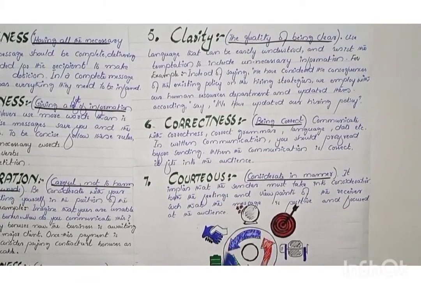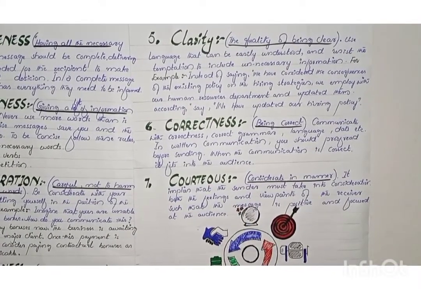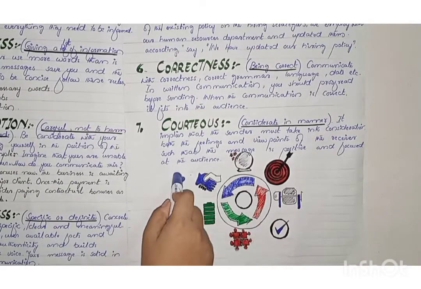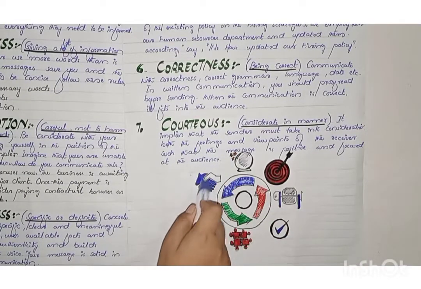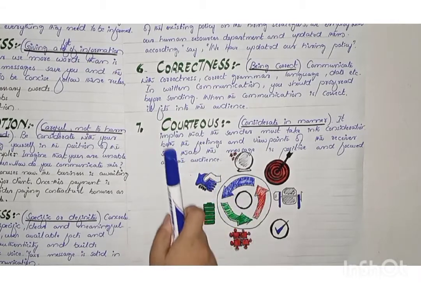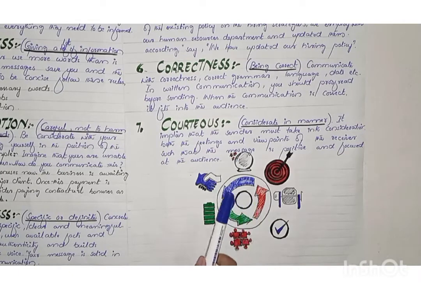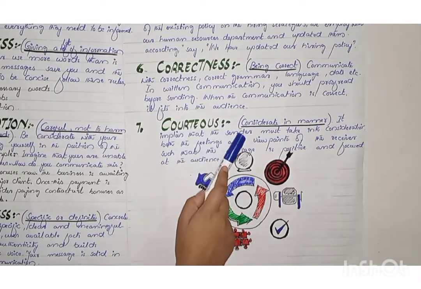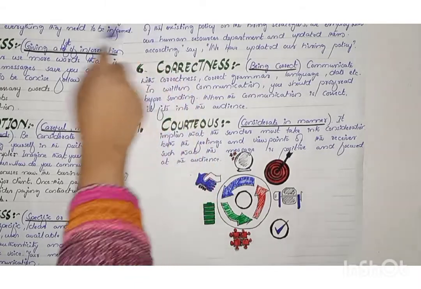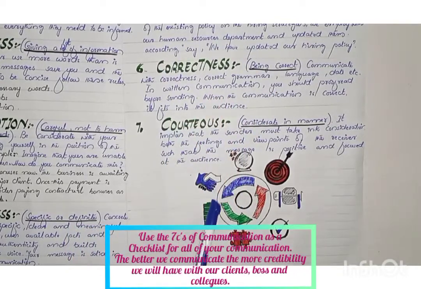Guys, use the 7 C's of communication as a checklist for all of your communication. The more credibility we will have with our clients, boss, and colleagues. It helps ensure messages are clear, targeted, and well structured, all elements which are especially important in email communication. Hope you guys have understood the 7 C's in this brief lecture. Guys, the diagram will help you understand the 7 C's easily.